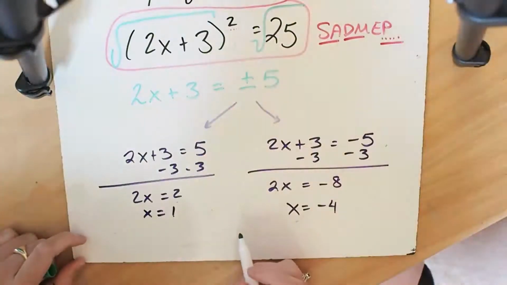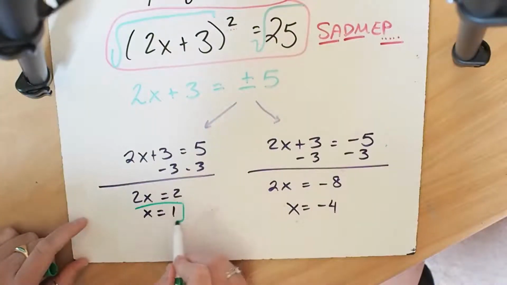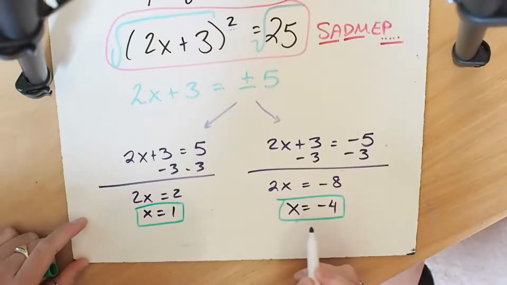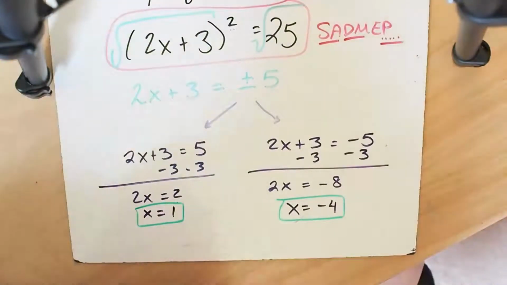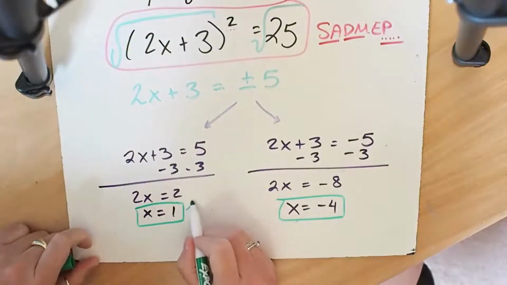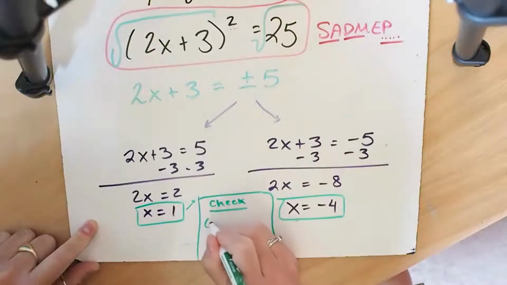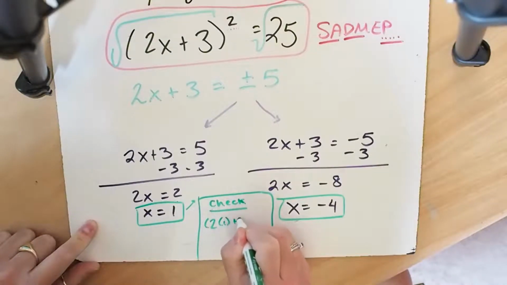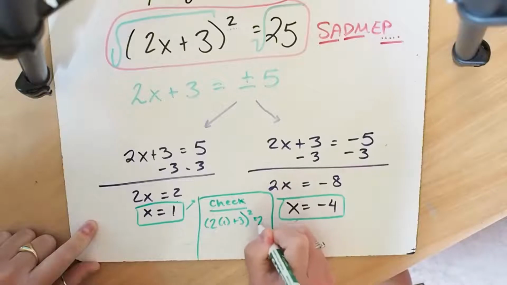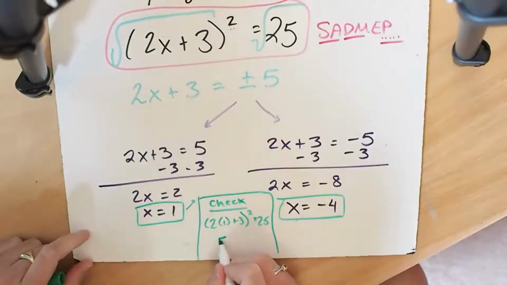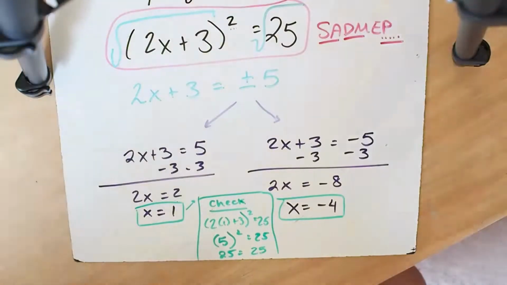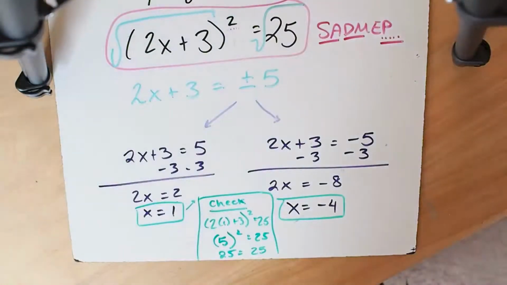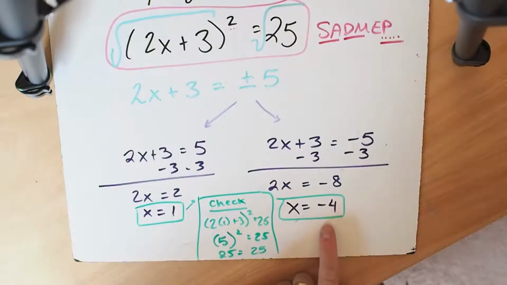If I wanted to check my answers, I definitely could. I would go ahead and take both of these answers that I got and plug them back into the equation and see if it equals 25. So let's go ahead and do that. I'm just going to check positive 1. So I'll say to myself, does 2 times 1 plus 3 squared equal 25? And I'll see that 2 plus 3 squared equals 25. 25 equals 25. And that's how I checked and made sure that I did my answer correctly. If I did the same thing with negative 4, I would get the same thing. I would get 25 equals 25.